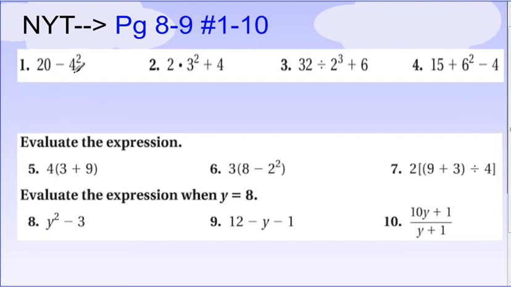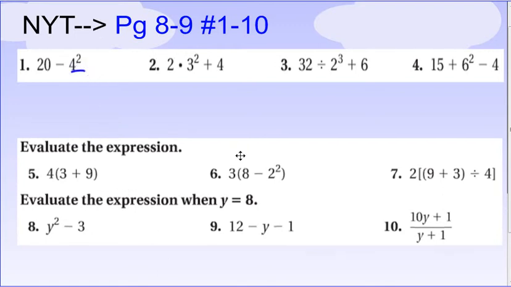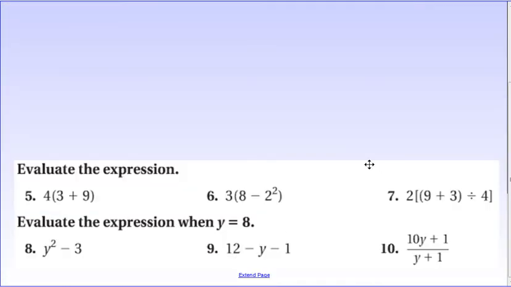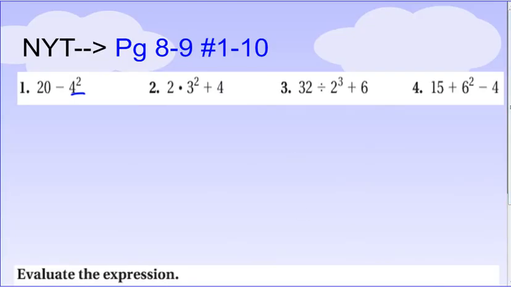So we're going to evaluate these. Okay, so exponent first. In fact, I'm going to move this down. I'm going to need more space, I can tell. Probably not that much, but I'll need more. So evaluate that. So 4 squared is 16, because that's 4 times 4. And then 20 minus 16 is 4.